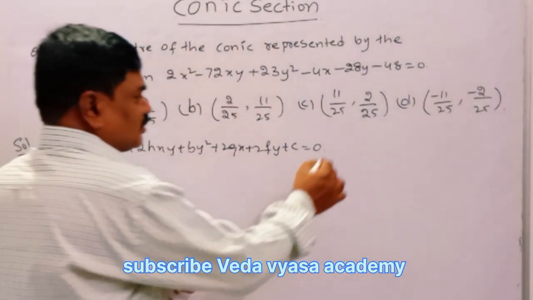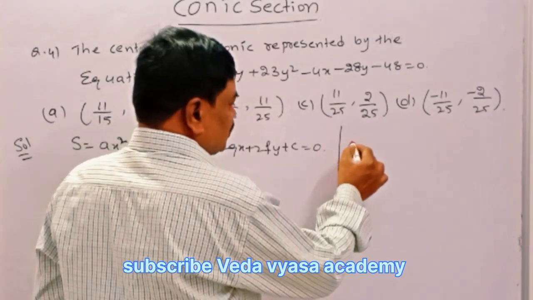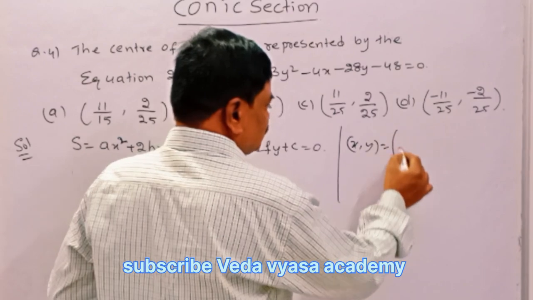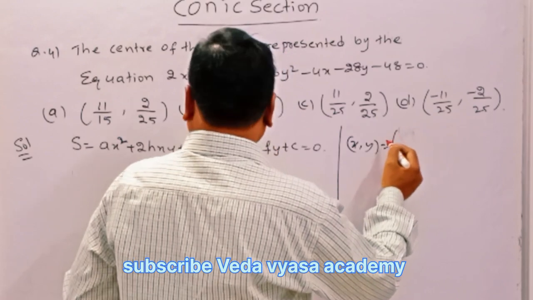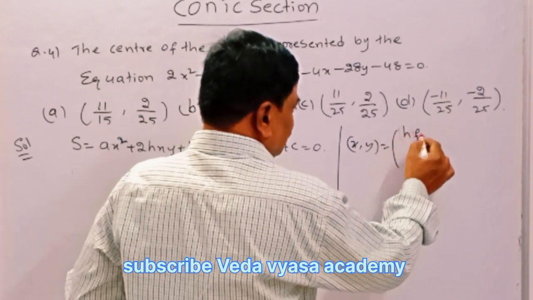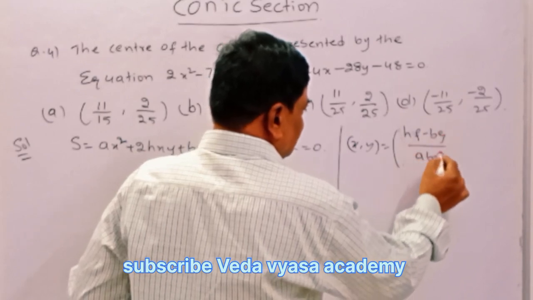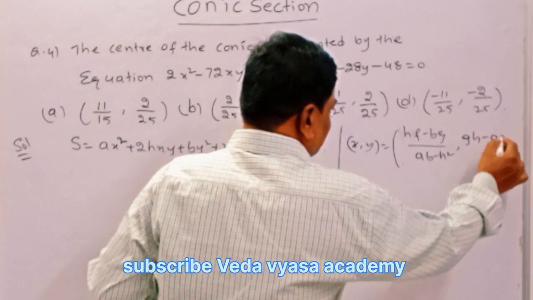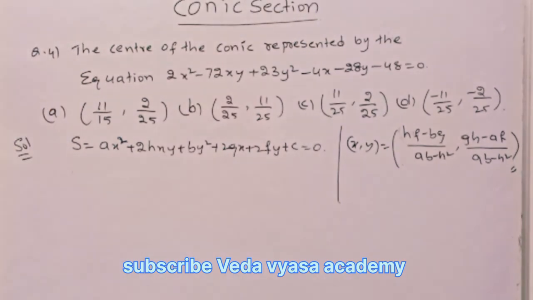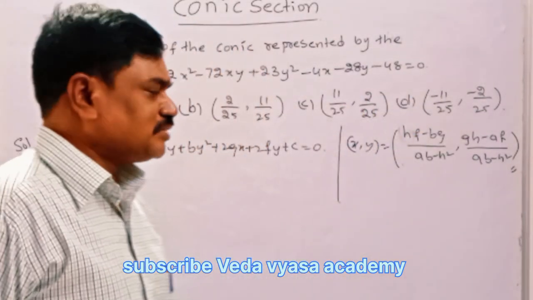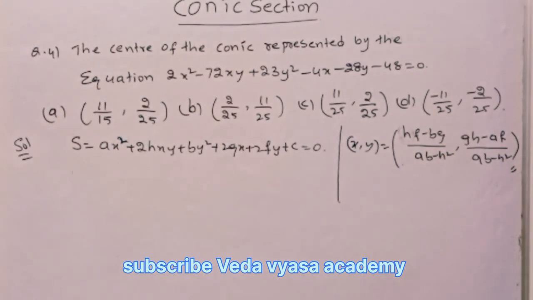Then what is the center? The center of the conic section, that is x comma y, is equal to hf minus bg by ab minus h square comma gh minus af by ab minus h square. This is the center of the conic section.